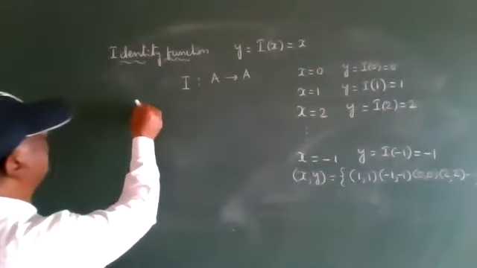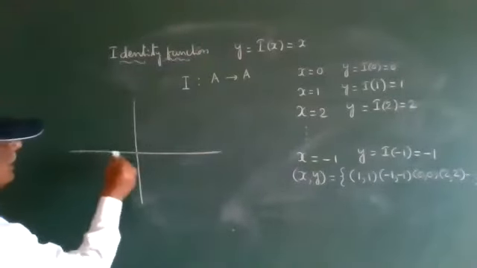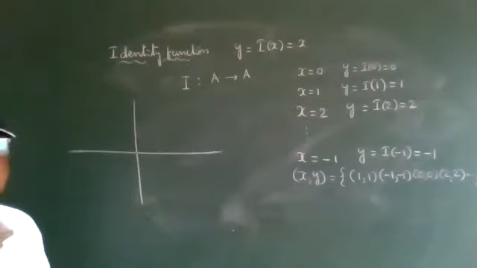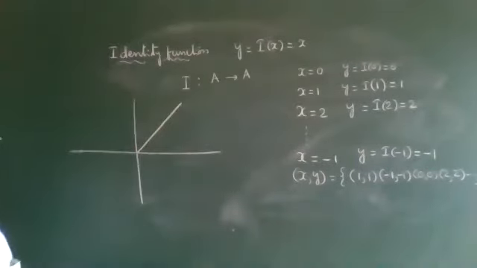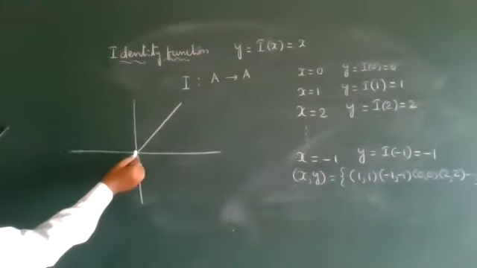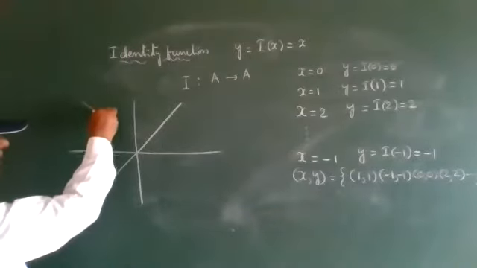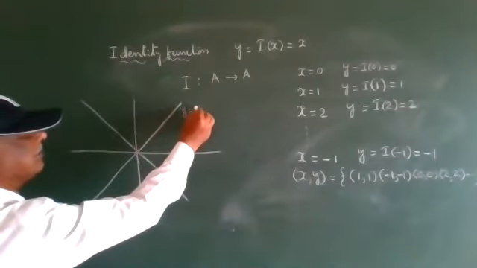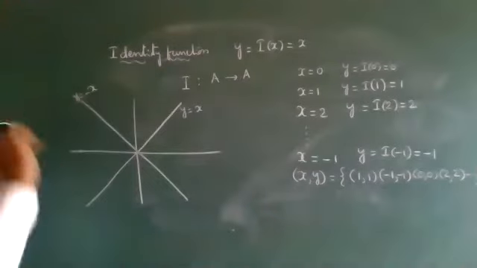Therefore, the identity function: I of x is x. All positive values are coming. X is positive, y also positive. Now extend: x is negative, y also negative. This is called an identity function. This is the y is equal to x line. This is the y is equal to minus x line.